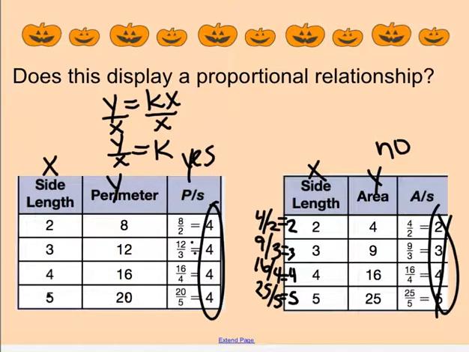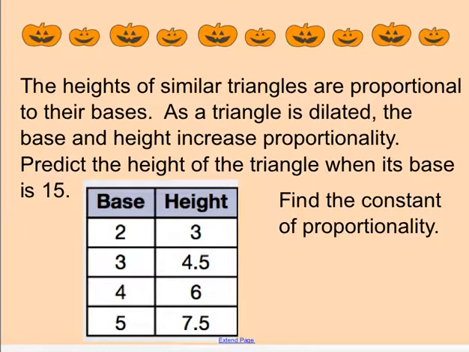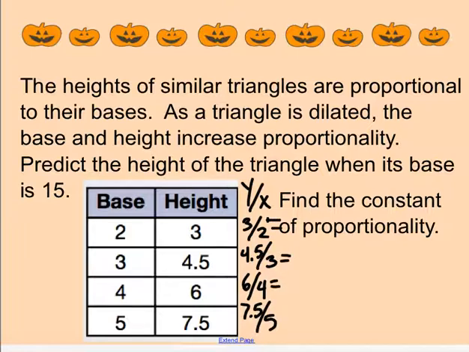Okay, let's keep going. The heights of similar triangles are proportional to their bases. As a triangle is dilated, the base and height increase proportionally. Predict the height of the triangle when its base is 15. So your hint is find the constant of proportionality. Well, like we've done, we need to do y divided by x. So we do 3 divided by 2, 4.5 divided by 3, 6 divided by 4, and 7.5 divided by 5. And each of these is going to equal 1.5 all the way down. So my constant is 1.5.